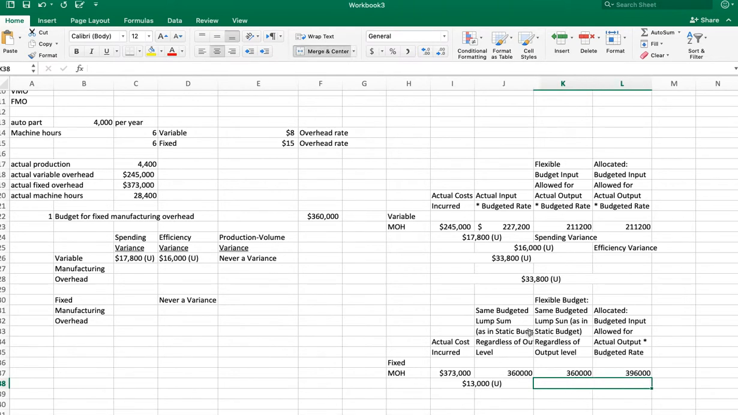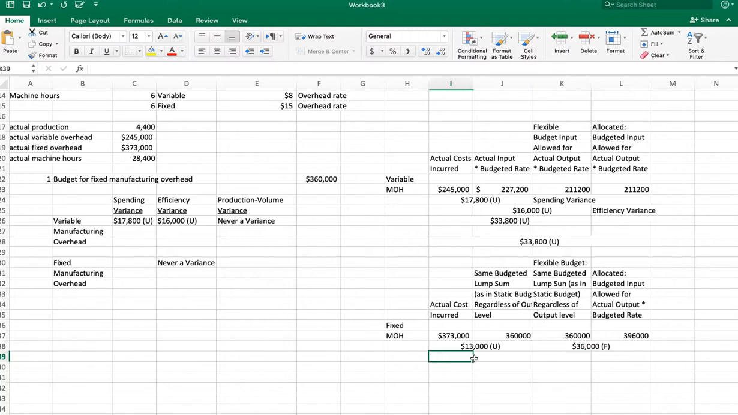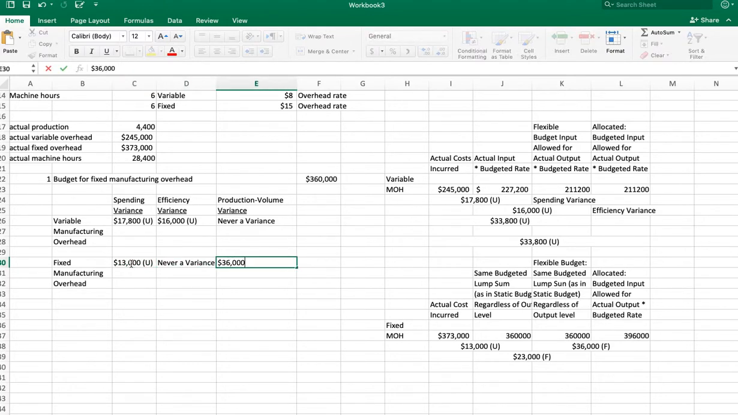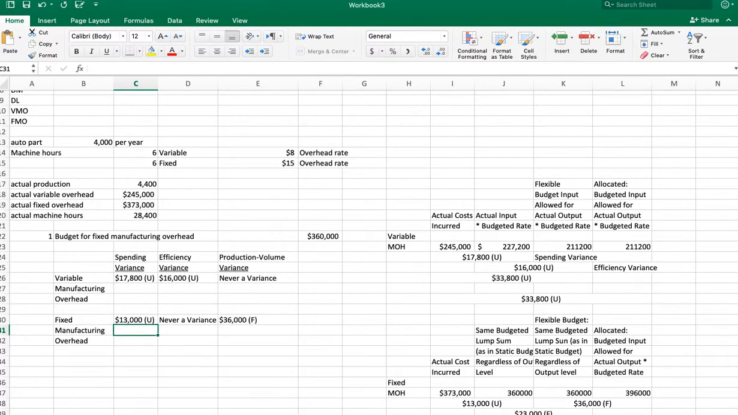And there's not a variance here, and so we've got a variance over here, and the variance over here is $36,000. And that is favorable. All right, and then the two together, you net them, and so it would be 23,000 favorable. And then this is how we complete our analysis. This is 13,000 unfavorable, and this is 36,000 favorable. Okay, and then we move on to part 2 of this problem.